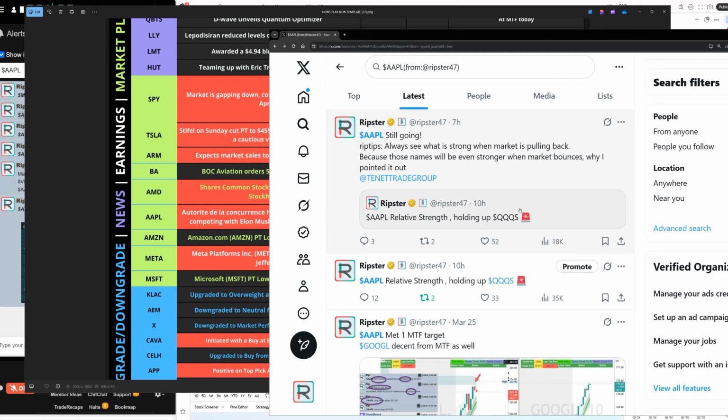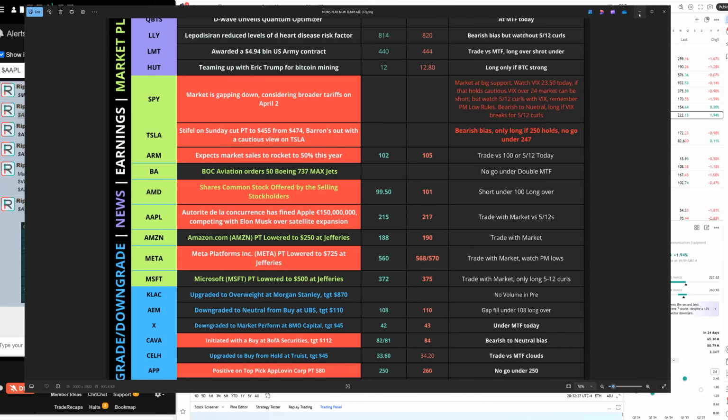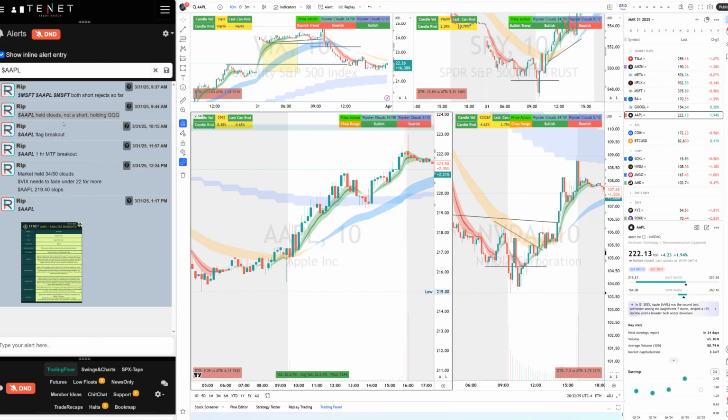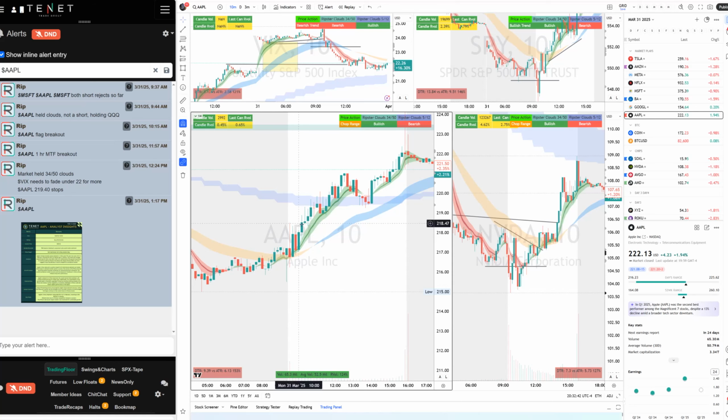That's what I teach every day, to my students, in the community and followers: anything which is strong, you have to focus on that relative strength. That's what relative strength means. So that was relative strength on Apple. It was not a short. It was a long, and then it gave a flag breakout at 10:15 a.m. And we posted the upgrade by Goldman Sachs, which helped it, and all day it was a long.